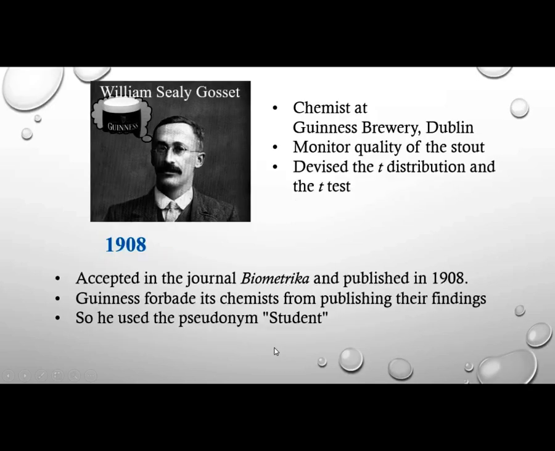Alright, who's Student? William Sealy Gosset was a chemist at Guinness Brewing Company in Dublin back in the early 1900s. His job was to monitor the quality of the stout, and he devised the t-distribution and the t-test. He wrote it up and got it accepted in this esteemed journal, but Guinness forbade its chemists from publishing their findings, so he used the pseudonym Student. But he kind of pulled one over on them, because all his friends at school called him Student, so everybody knew who it was and where he worked.